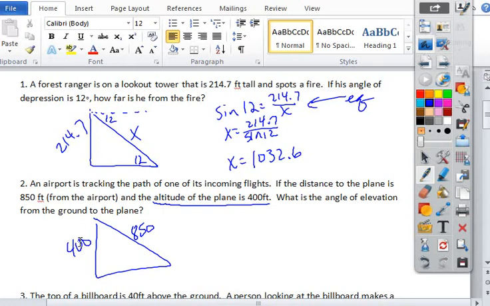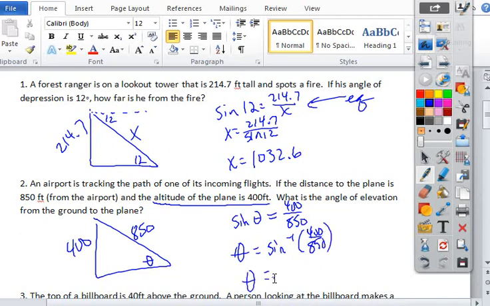All right. What is the angle of elevation? That's got to go there. So there's my triangle drawn. I would say sine of theta is equal to 400 over 850. There's my equation. I've got to do inverse sine of 400 over 850. So my angle is 28.1? Yep.